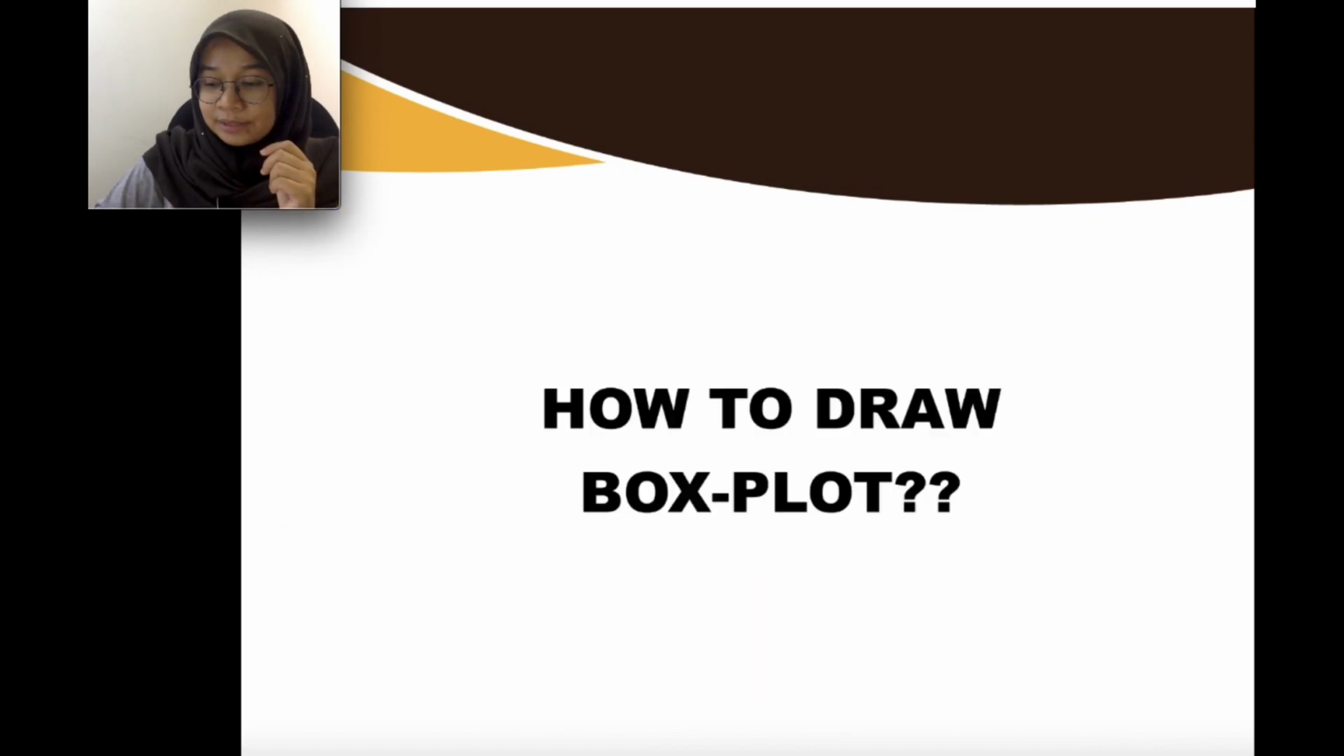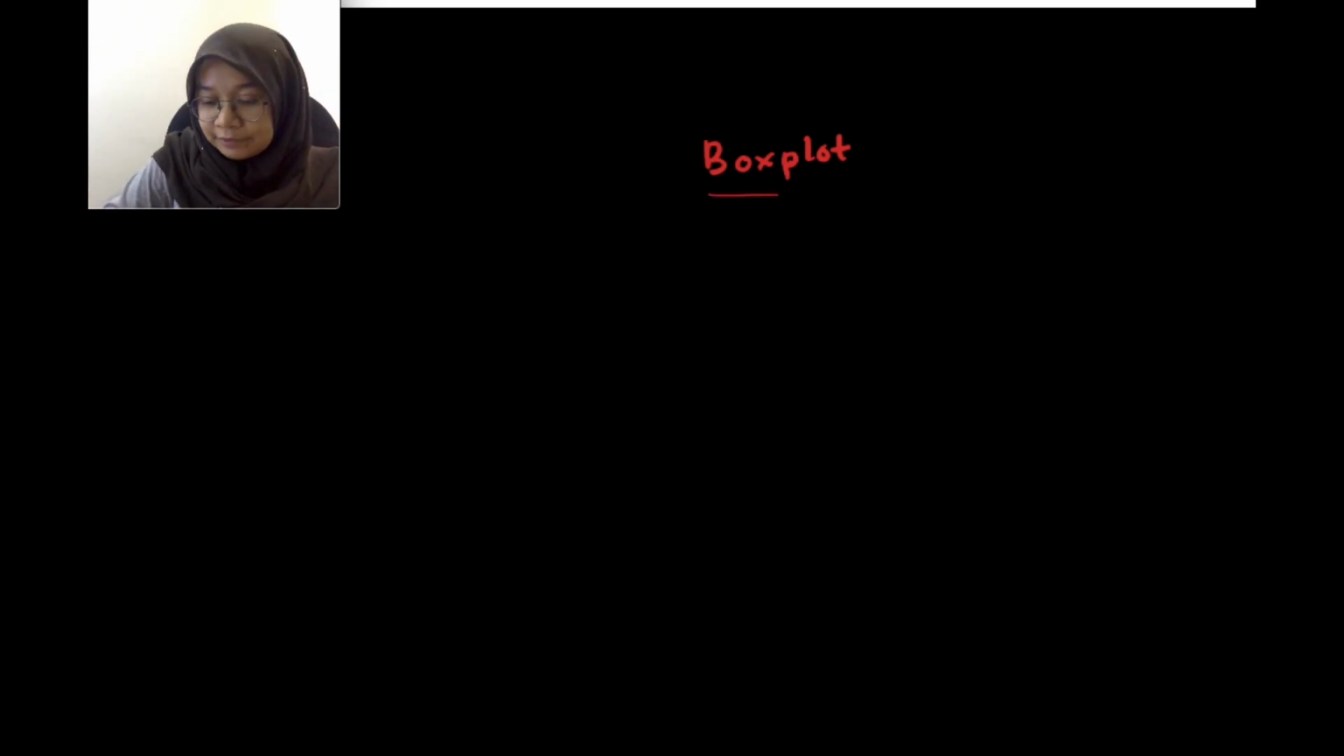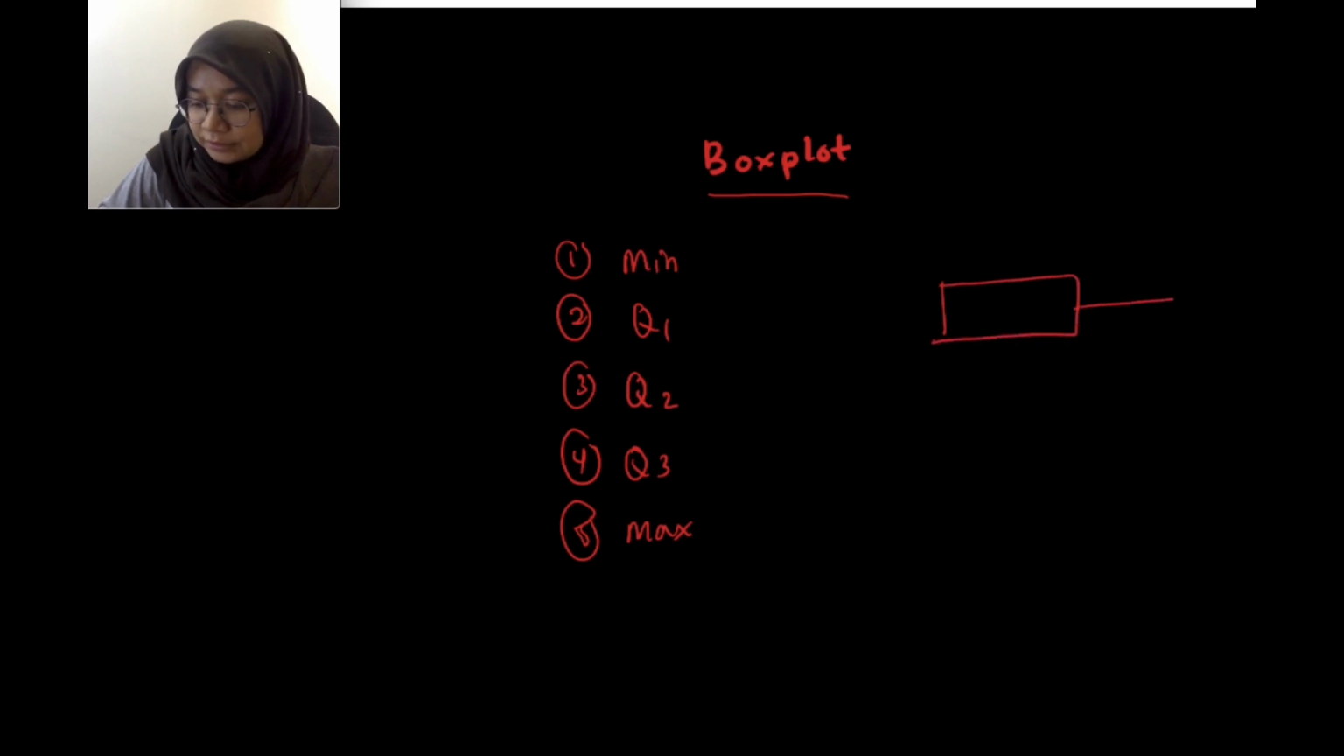So let's summarize a little bit. A box plot is a graphical 5-number summary. The first one is the minimum value, second is Q1, third is Q2, fourth is Q3, and fifth is the maximum value. A box plot can be horizontal and can be vertical.